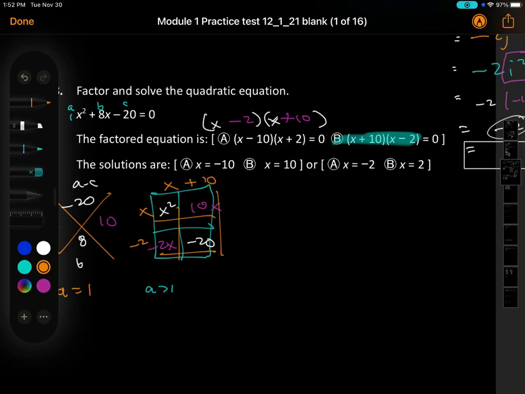And then the solutions are just setting that equal to 0. So taking this, and now I'm going to set each of these equal to 0.